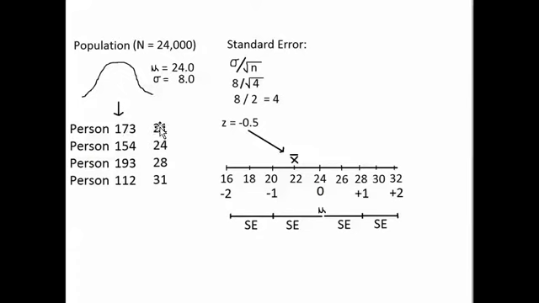Over here, I recorded each person's age. If you added these 4 ages and divided the total by 4, the answer would be 26. So x bar is 26.